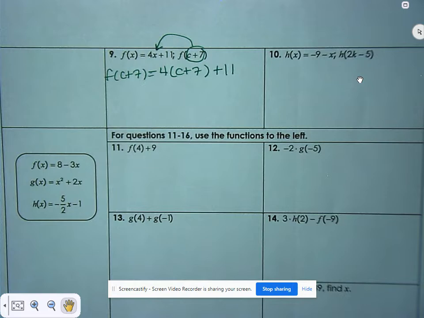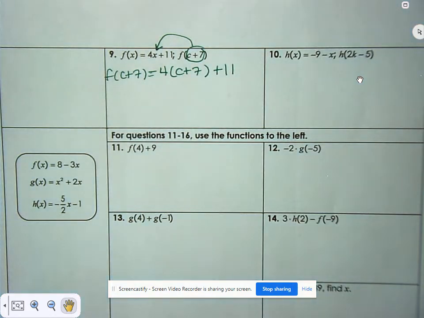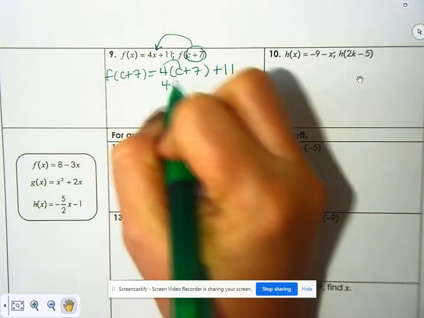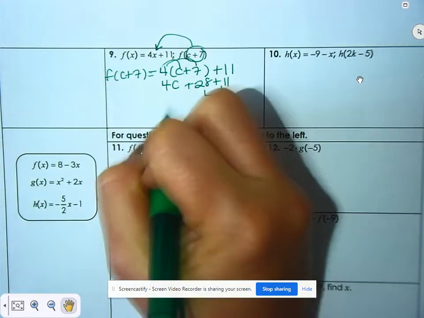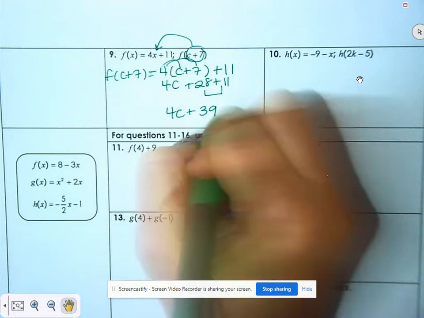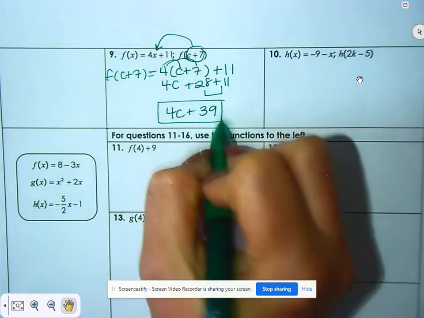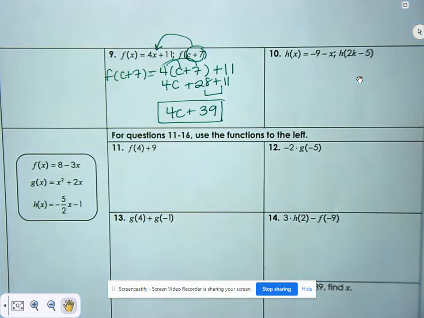And now, y'all, it's just a distributive property and combining like terms equation. So that's 4c plus 28 plus 11. 28 and 11 can go together and make that 39. And that's your answer. Because you put c in there as well, you're not going to get just a single number because you ended up putting a variable in there for it as well. So that makes a difference, okay?